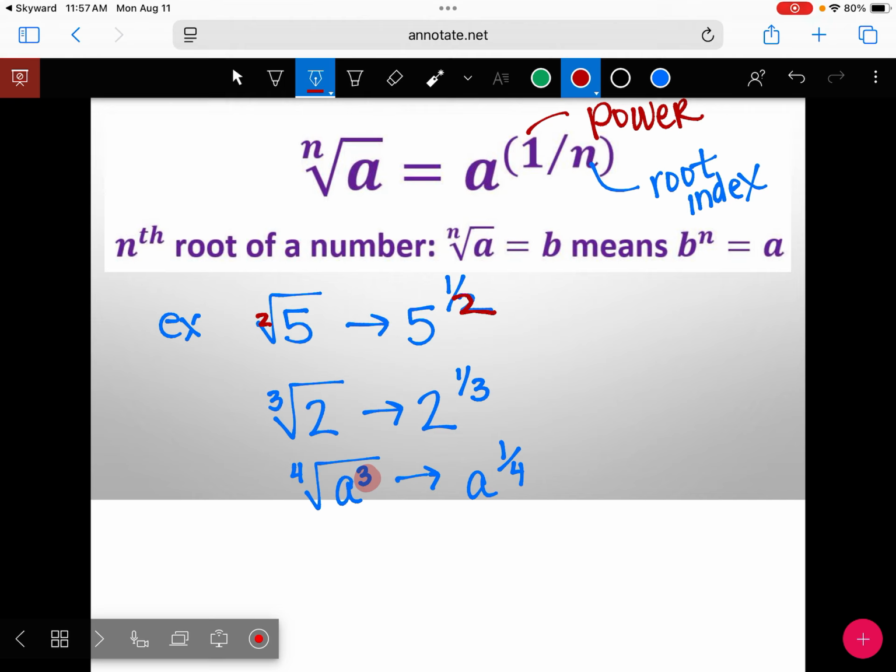Yes? Are you talking about, oh, I didn't put it there. Thank you. You're like, what? You didn't put it there. Yeah, the 3 should be here. Was that your question? Yeah. So that would be a to the power of 3 over 4. Thank you.